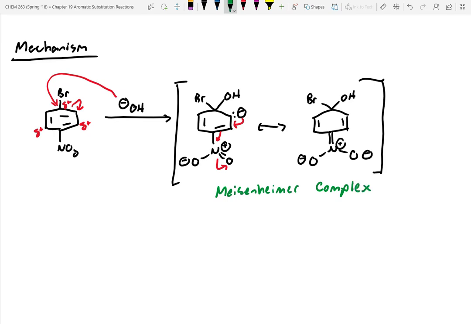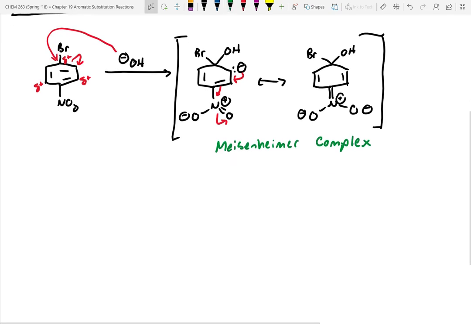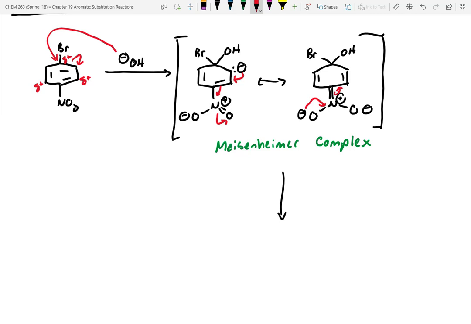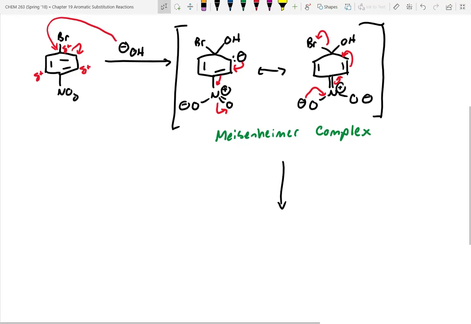All right, the next step is pretty straightforward. We're going to go ahead and form our product. And the way this happens is one of these electrons can actually kick down, kick over, and eject off your bromine. So essentially it's a cascading effect of electron pushing. And at this point we're almost done. However, we are going to run into a problem because chemistry is never easy.